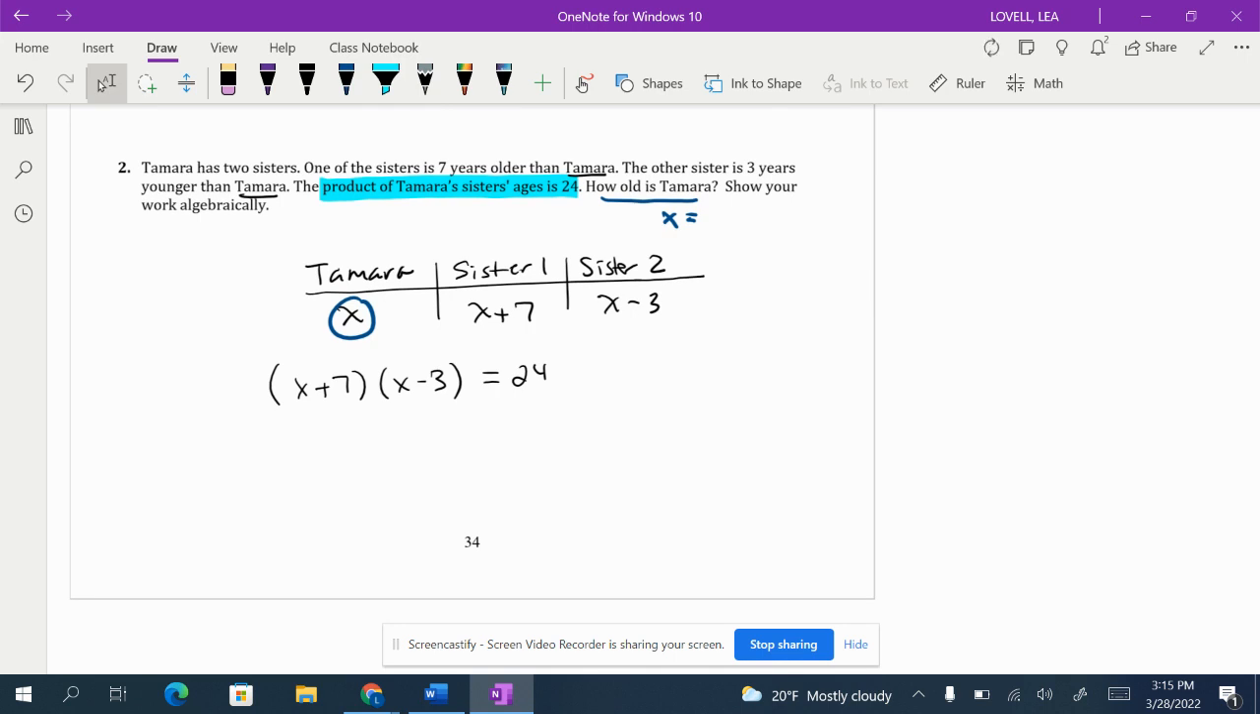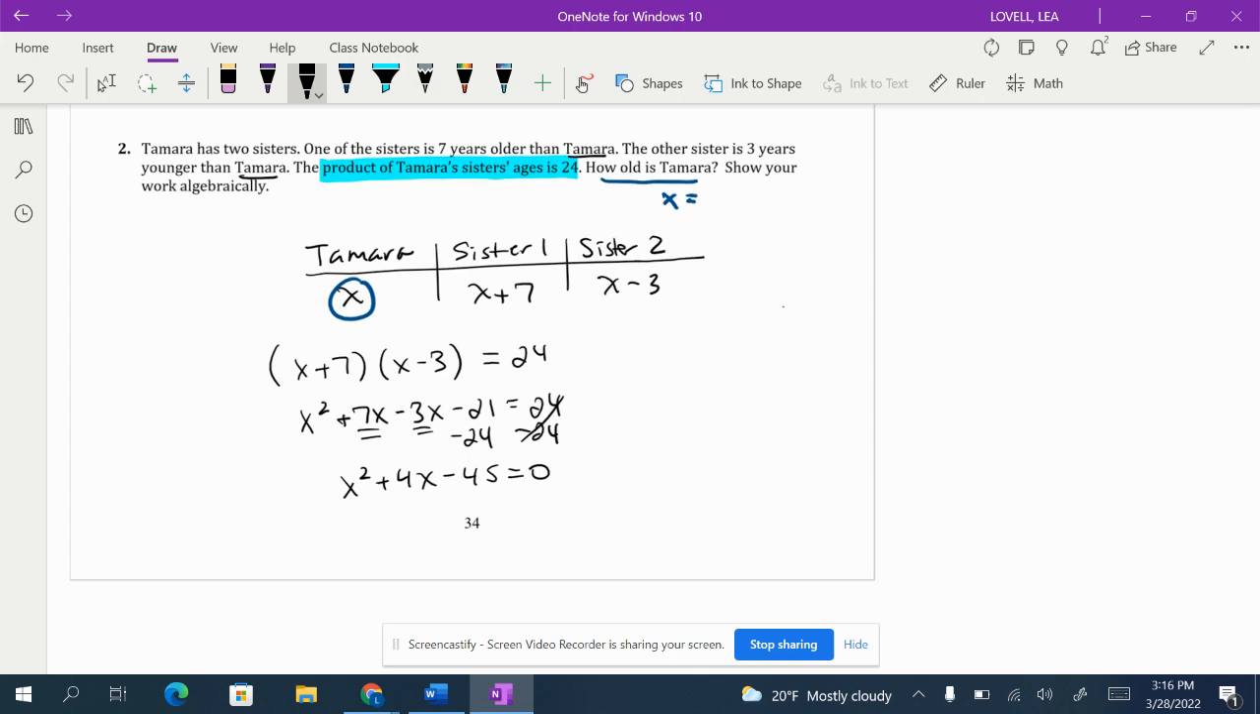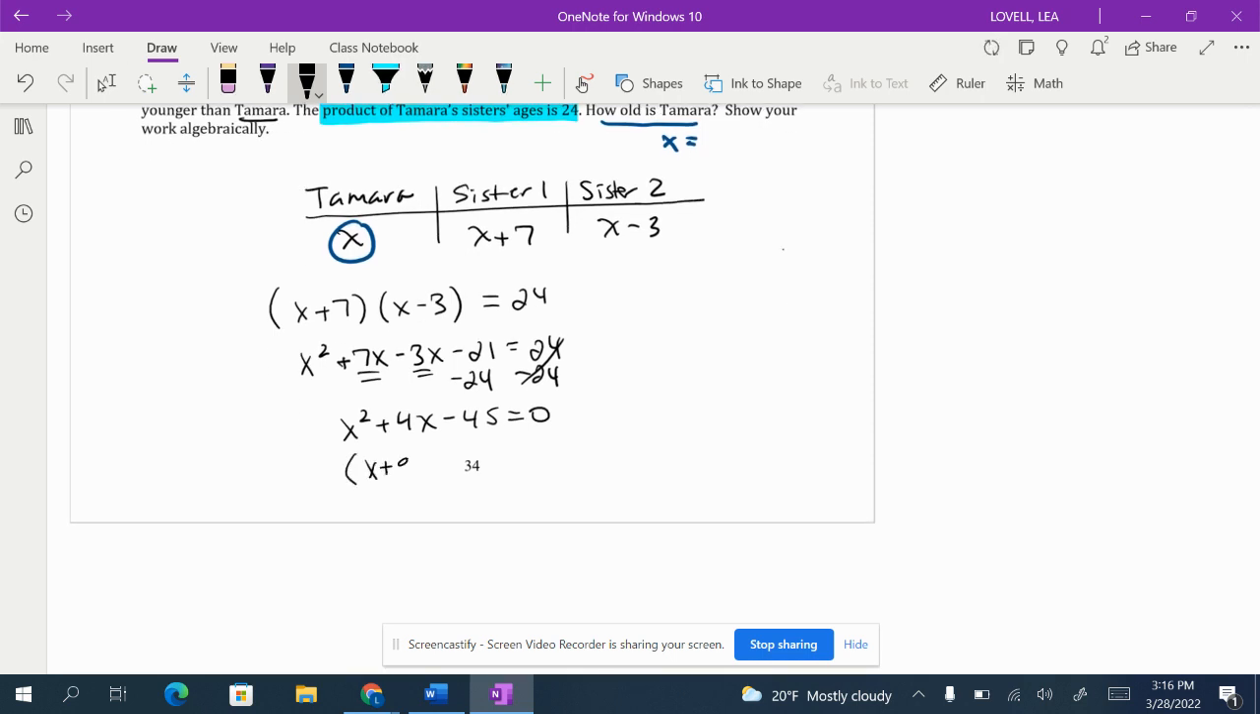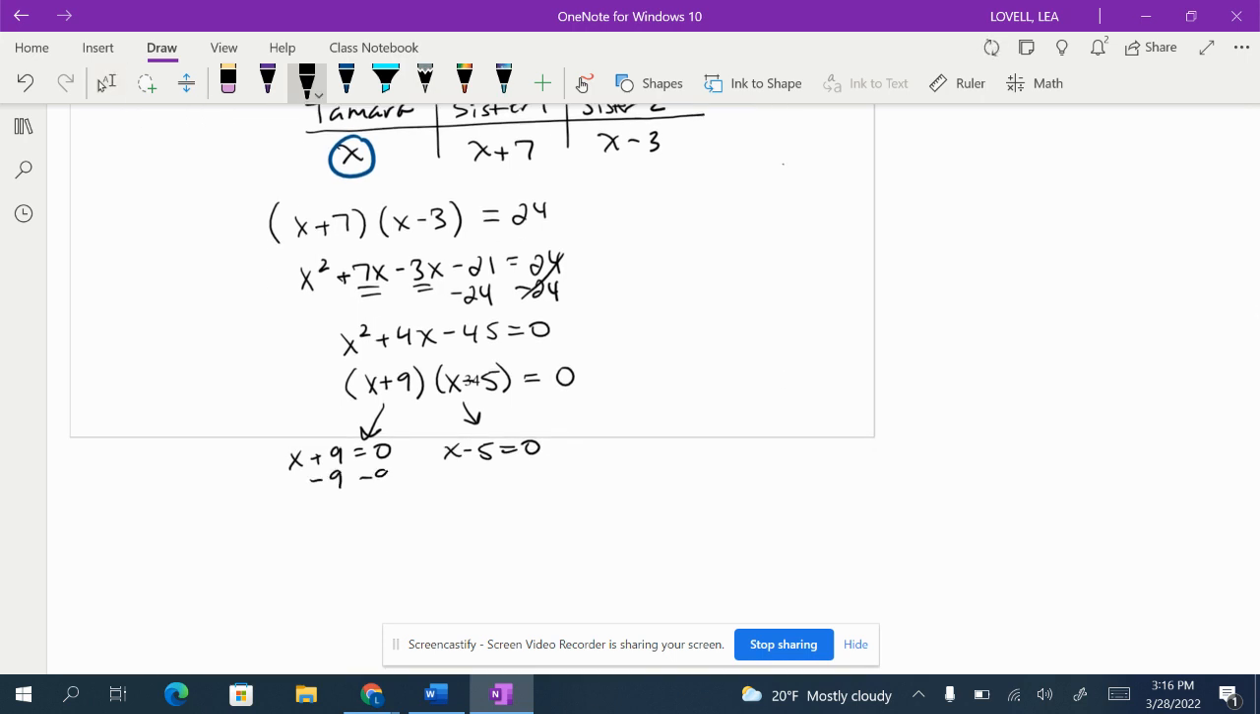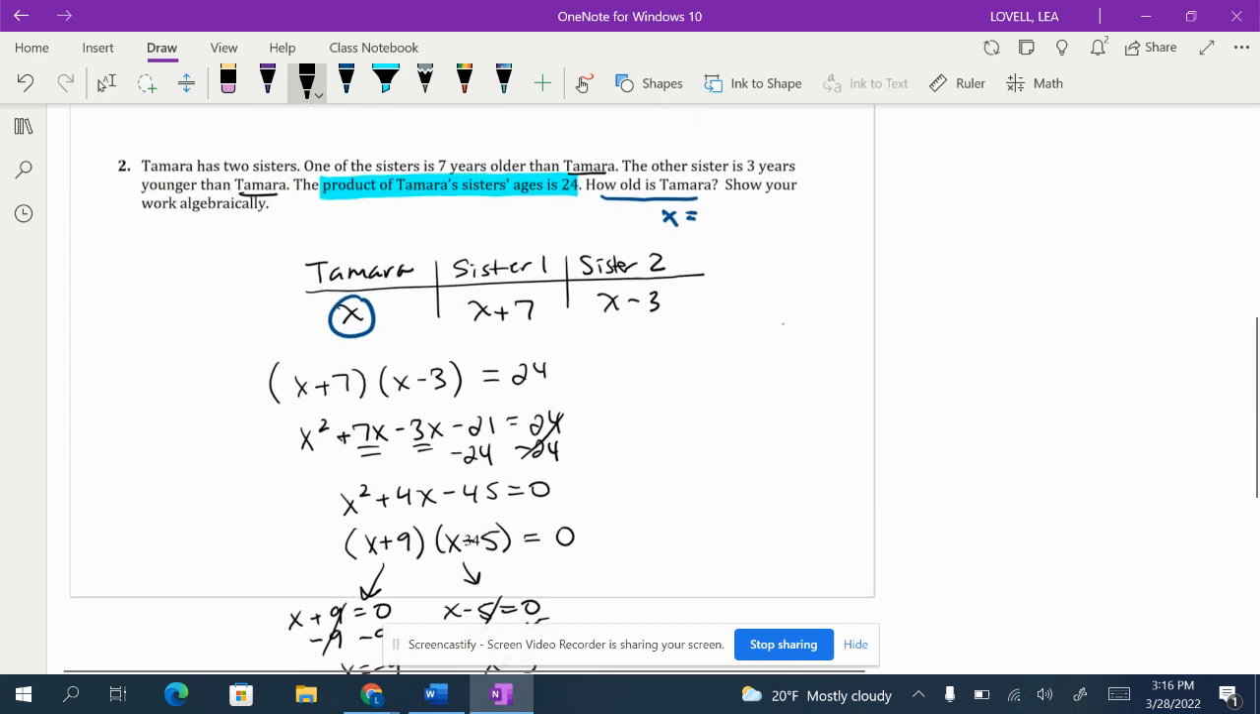So let's multiply out x plus 7 times x minus 3. x plus 7 times x minus 3 is going to give me x squared plus 7x minus 3x minus 21. Let's bring this 24 over to be with its mate here, and we've got x squared, combined like terms, plus 4x minus 45 equals 0. So now I can totally factor this and get x plus 9 times x minus 5, still equal to 0. Zero product rule says that I can set this factor equal to 0, and I can set this factor equal to 0, and I can solve for my two x values. So I've got a minus 9, x equals negative 9. I've got a positive 5, x equals 5. These are my two answers for possible ages of Tamara.